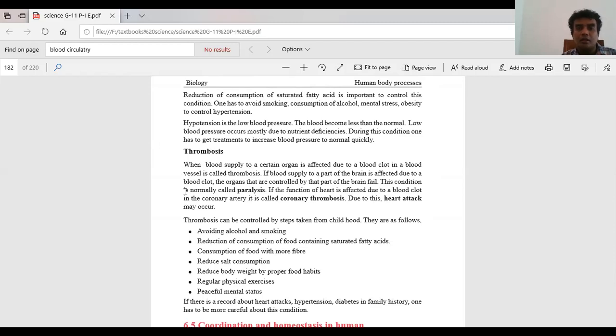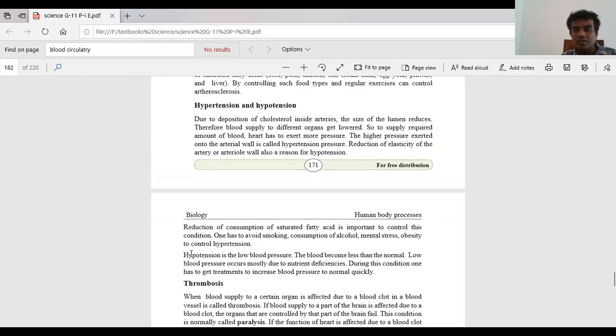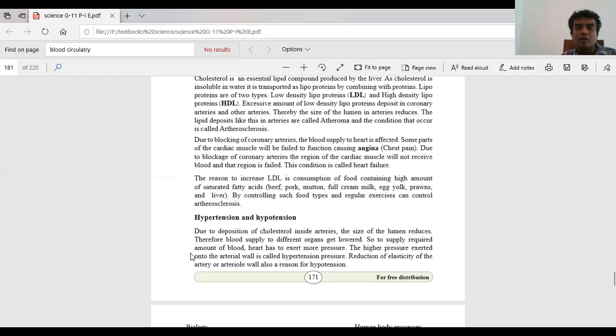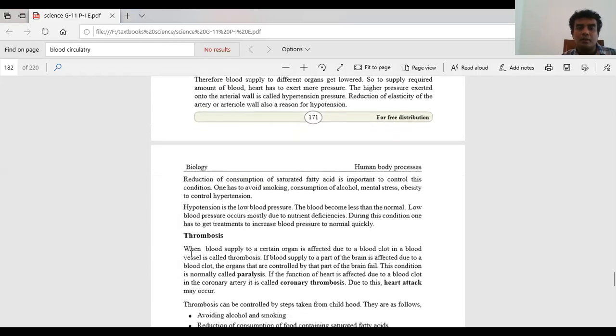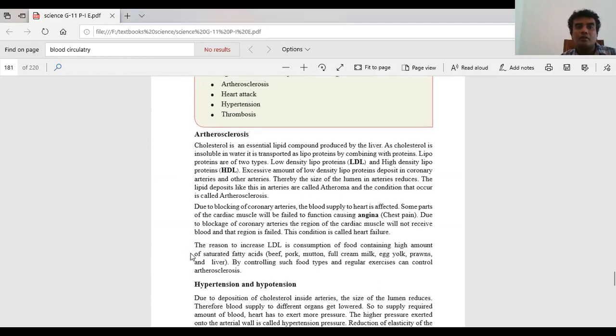A number of reasons cause the disease, but to get rid of it, we should have good health habits, like avoiding alcohol and smoking, reducing the consumption of saturated fatty acids, and controlling our body weight, because obesity is one major reason for most of the diseases in the blood system. In addition, regular physical exercise, not doing it one day and then stopping on another day, and controlling mental stress. These are the diseases that we have to study for the blood circulatory system.